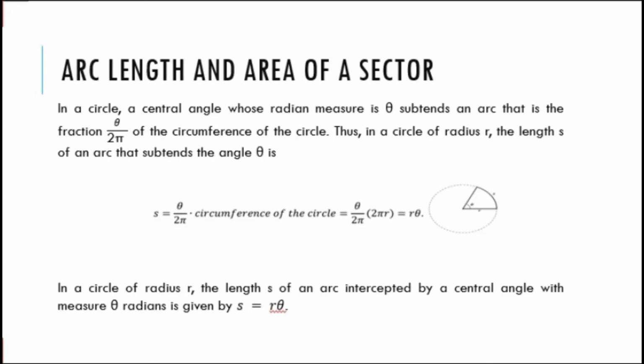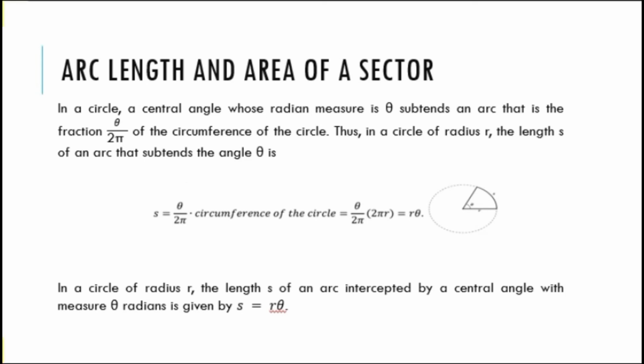And for the next topic, we have arc length and area of a sector. In a circle, a central angle whose radian measure is theta subtends an arc that is the fraction theta over 2 pi of the circumference of the circle.